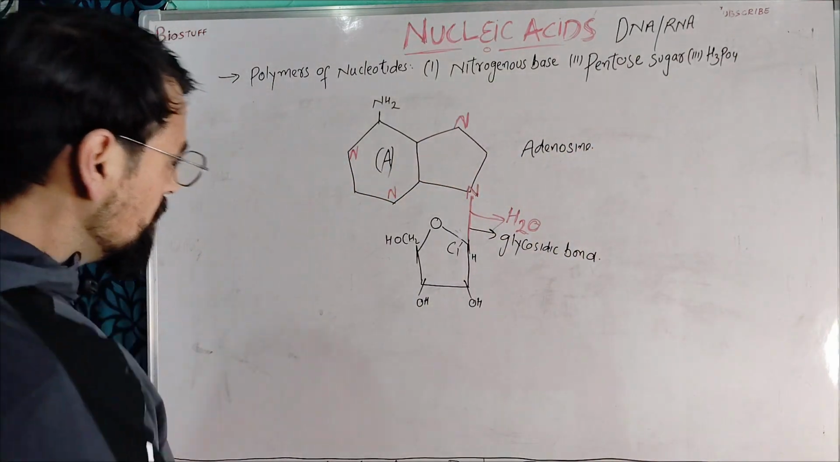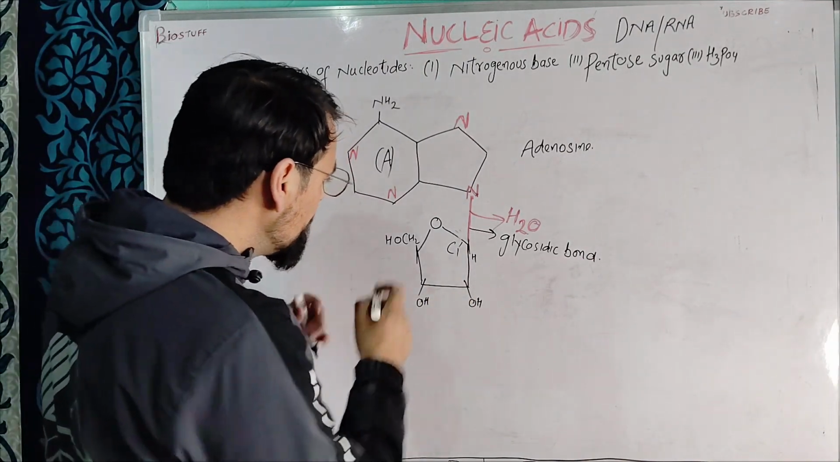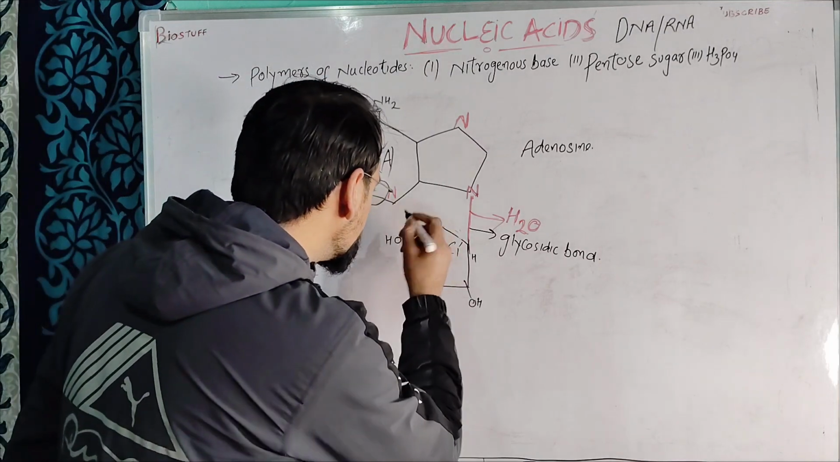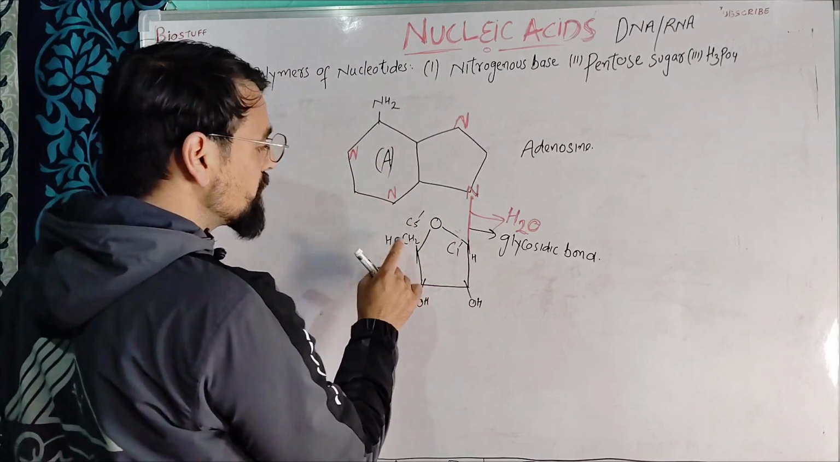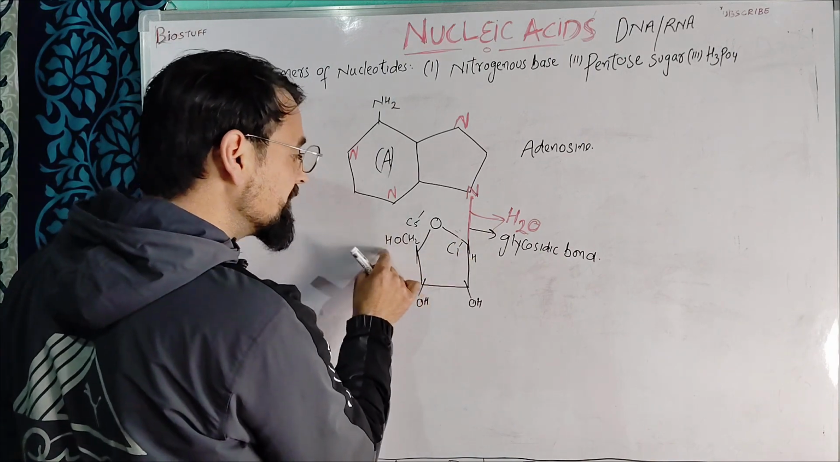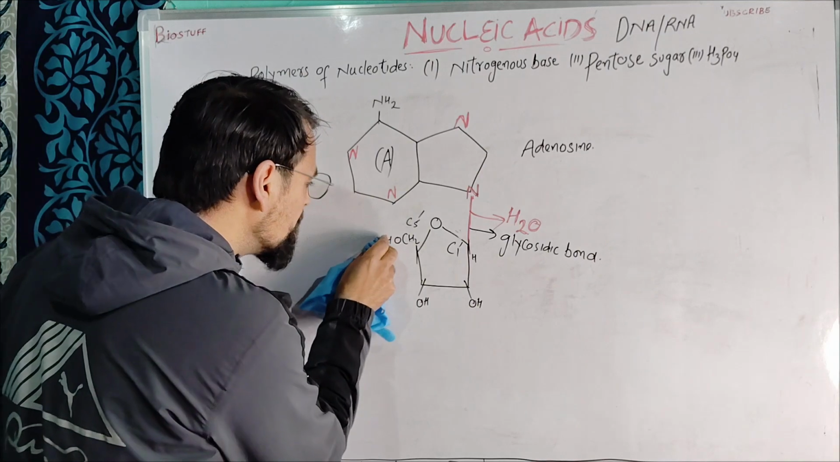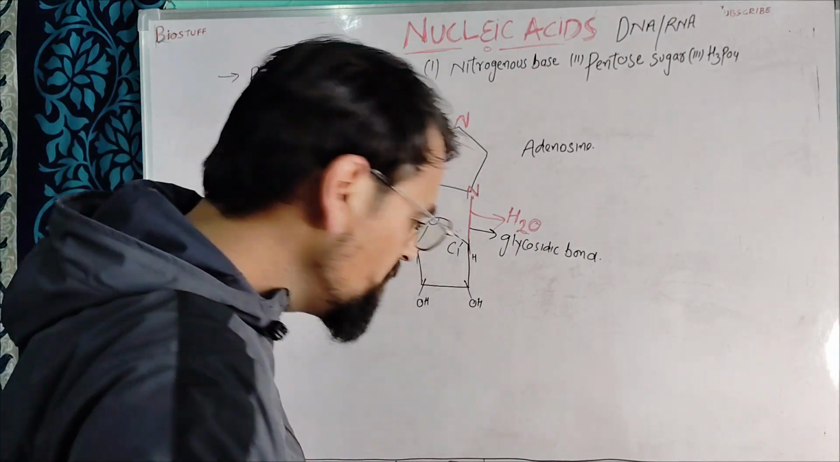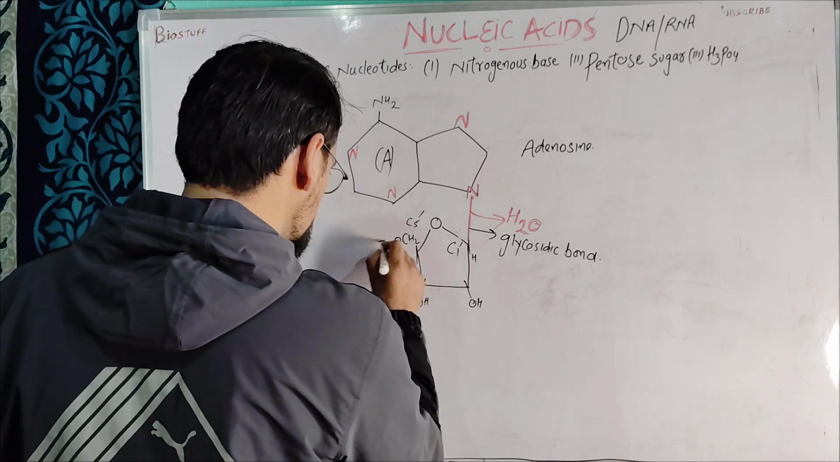Now, we will attach the phosphate group. Remember, the phosphate group is always attached at the carbon 5 prime. This is C5 prime. At the carbon number 5 prime of the pentose sugar, we attach the phosphate group. How? Like this. If we attach one phosphate, it's like this.